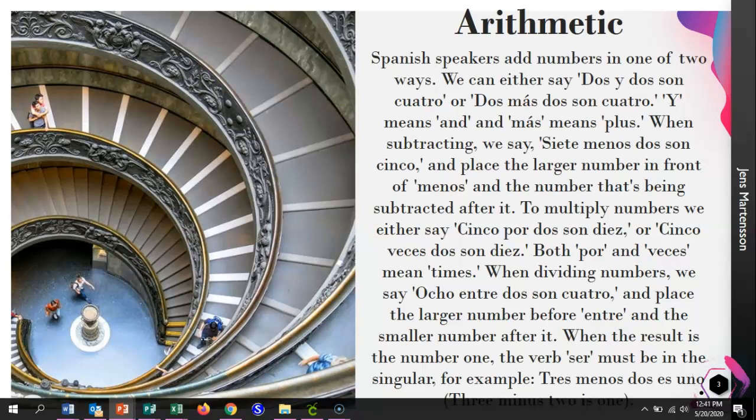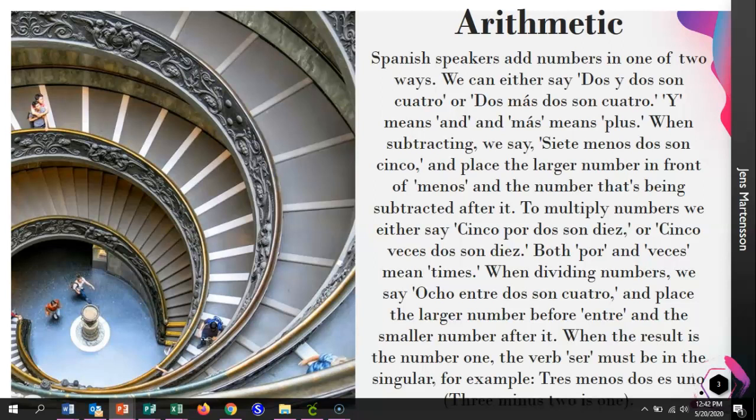When subtracting, we say siete menos dos. So we've got 7 minus 2 son cinco, is 5. Place the larger number in front of menos and the number being subtracted after it. To multiply numbers, we either say cinco por dos son 10, so we know por is times, or you can also say cinco veces dos son 10. Both por and veces mean times.